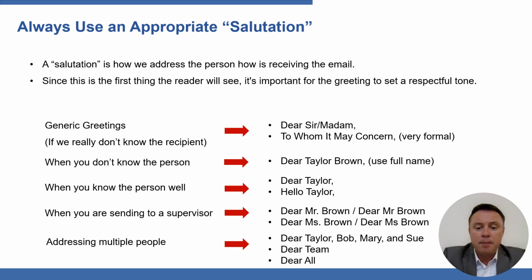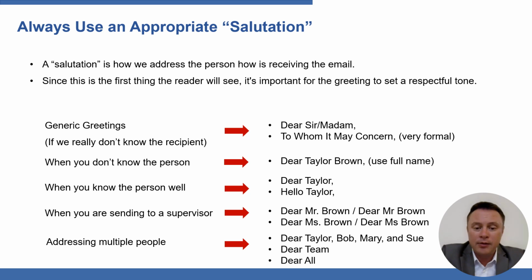Dear Taylor, Bob, Mary, and Sue. Now, Taylor might be thinking, wow, that's fantastic, mine's the first name, I am the most important. Sue, however, might be a bit disgruntled, especially, for example, if Sue is the CEO and Taylor is the intern. Sue might not like that. So be very careful about that. There could be hierarchy issues. So best to avoid it.